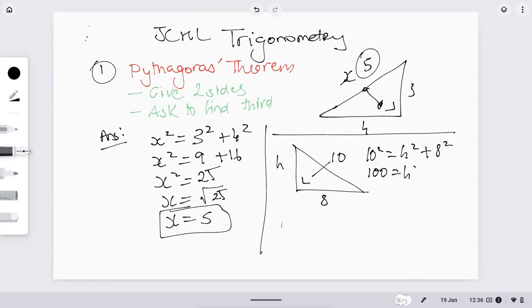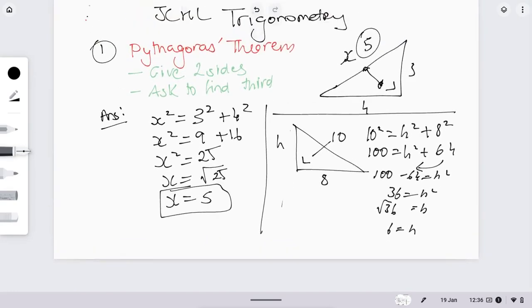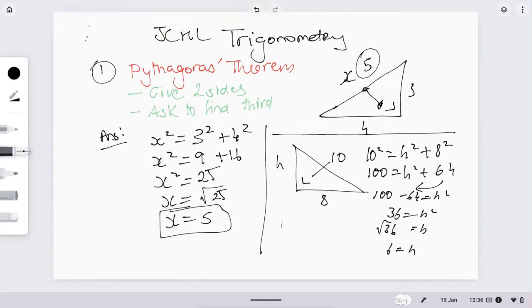Tidy that up. 100 is equal to h squared plus 8 squared. 8 squared we can work out to be 64. And then just numbers one side, letters the other. Try and keep your squared positive. So 100 minus 64 is equal to h squared. 36 is equal to h squared. h is the square root of 36. h is equal to 6. Now, they don't always work out to be nice whole numbers, natural numbers, or whatnot.